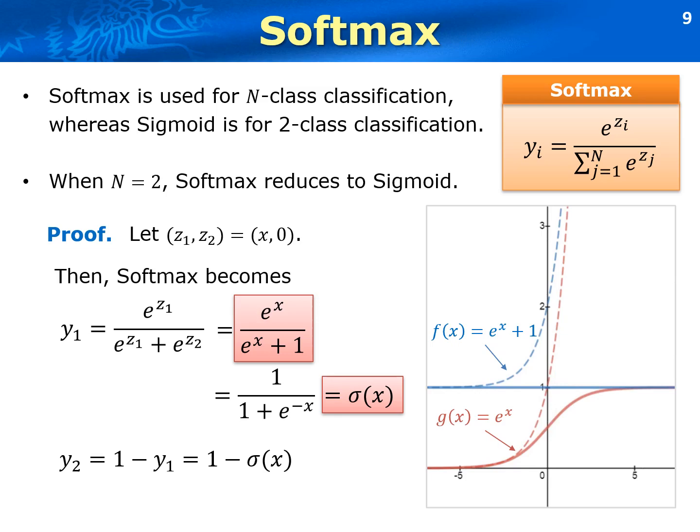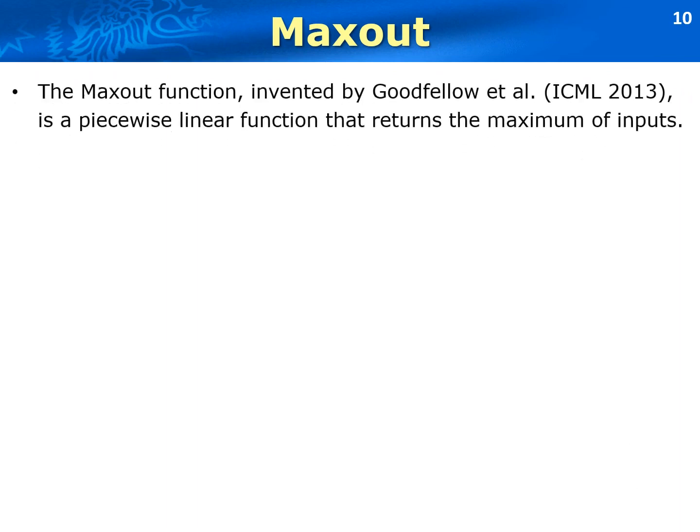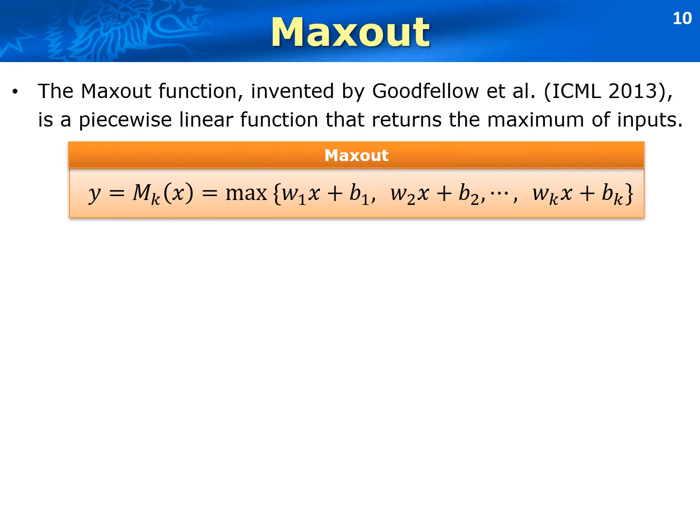The last activation function we are going to learn is maxout. The maxout function was proposed by Goodfellow in 2013. It is a piecewise linear function that returns the maximal value of the input data. Below is the mathematical definition of the maxout function, which is the maximal value of w1 times x plus b1, w2 times x plus b2, and wk times x plus bk.